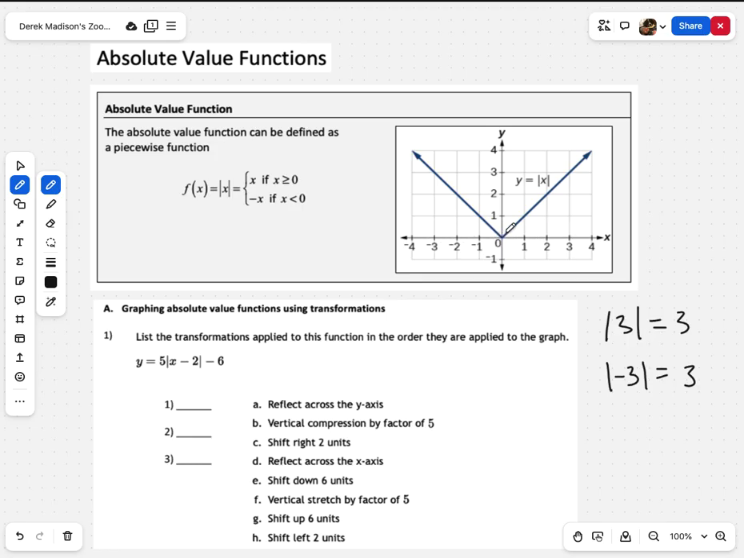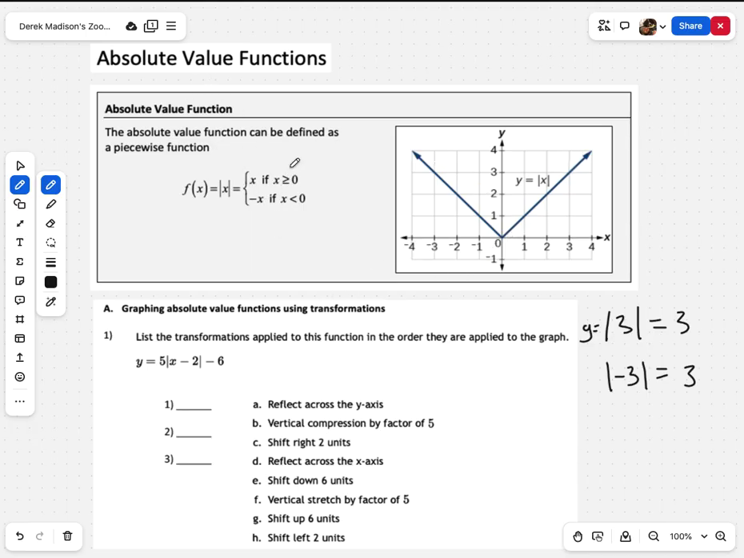right. And so here, when I put 3 into the absolute value, if we thought of this as y equals, the output would be 3. If I put -3 into the absolute value of x, the output would still be 3. And so we get this kind of V-shaped function.